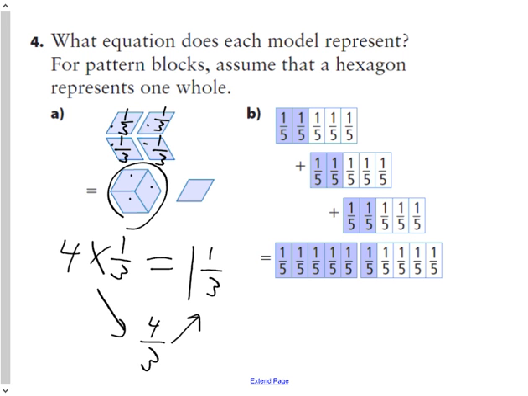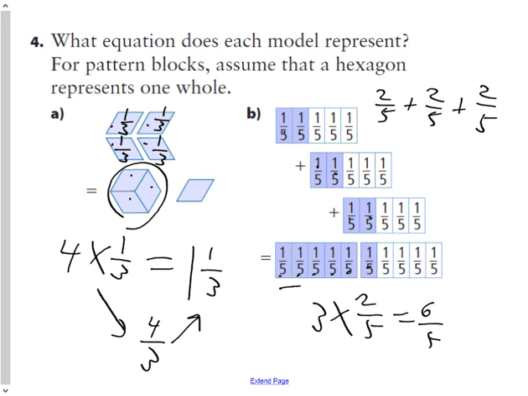And finally, question B in number 4, it says 2 fifths plus 2 fifths plus 2 fifths, numerically instead of pictorially, would be 3 groups of 2 fifths. If I ask myself that magical question, how many fifths do I have in total? I'd have 1, 2, 3, 4, 5, 6 fifths, or 1 and 1/5.